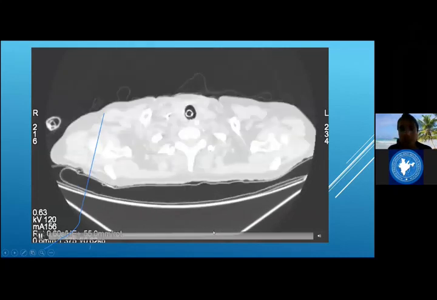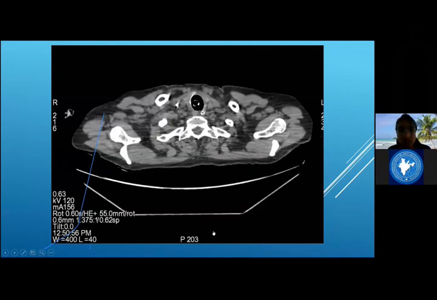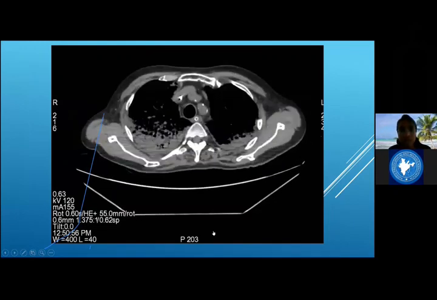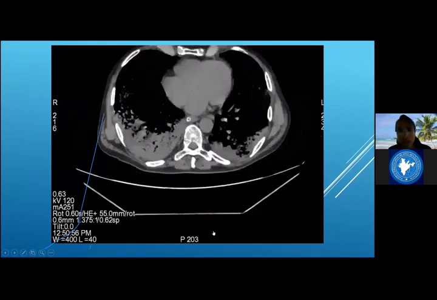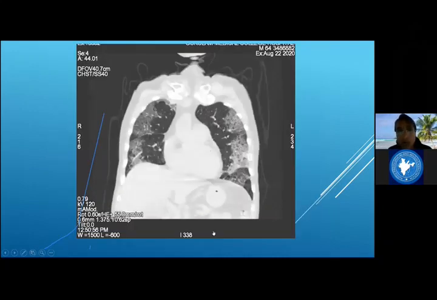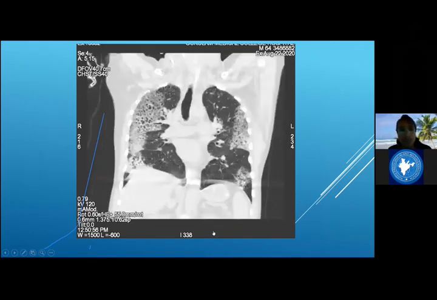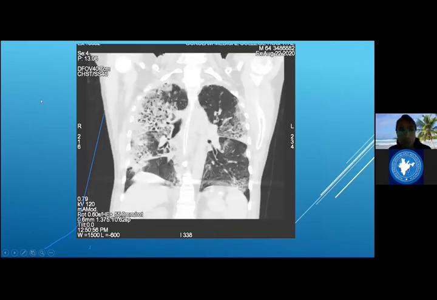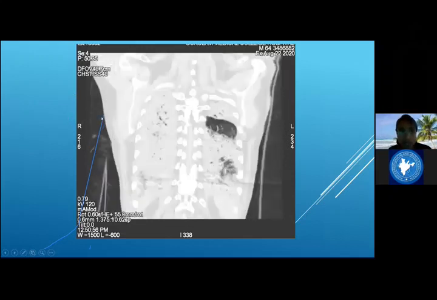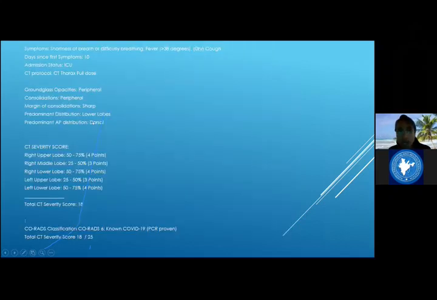So this is the mediastinal window where the consolidation is clearly seen. This is the coronal view, which is showing the upper lobe GGOs and the lower lobe consolidations. So this was the report: both GGO and consolidation, peripheral, predominant distribution in the lower lobe, predominant AP distribution dorsal, that is dependent. And we gave the score of right upper lobe 4 because almost 75% is involved, right middle lobe 3, right lower lobe 4, left upper lobe 3, and left lower lobe 4. So the total severity score comes around 18 out of 25.